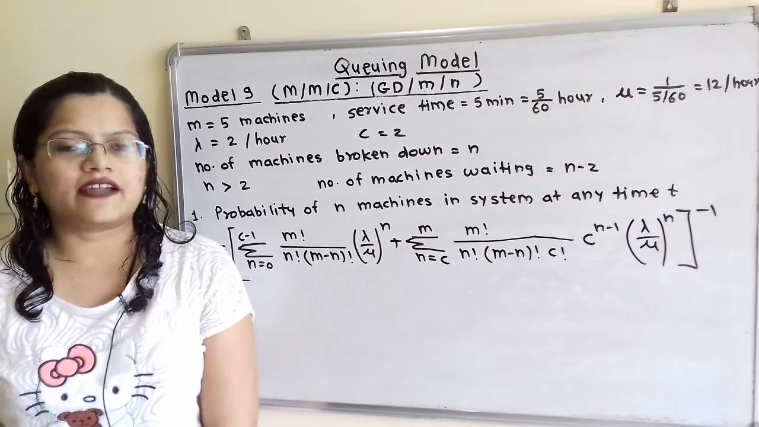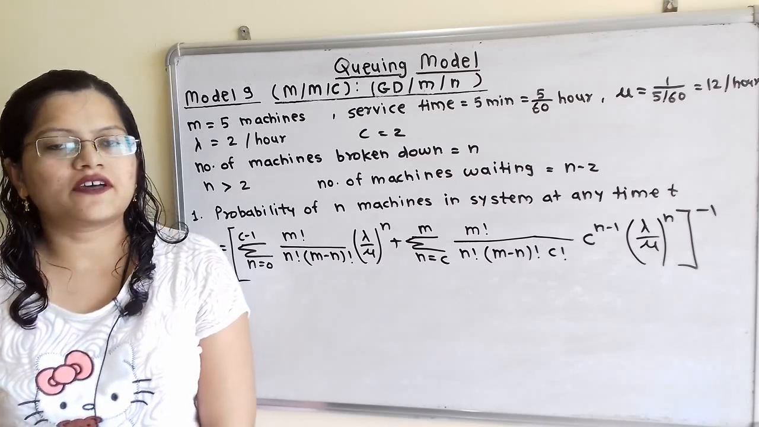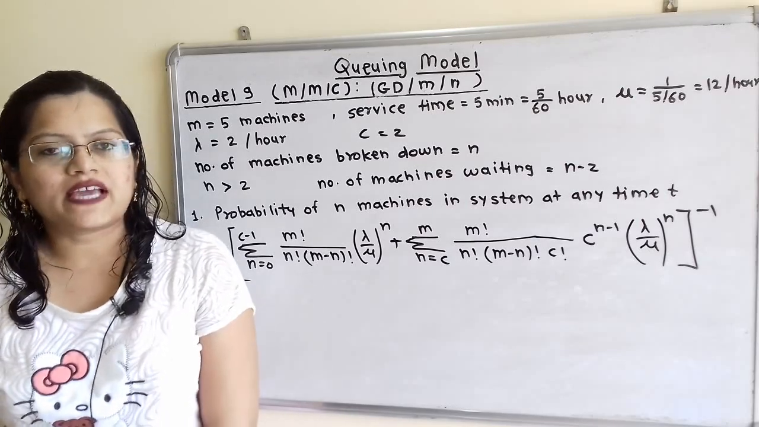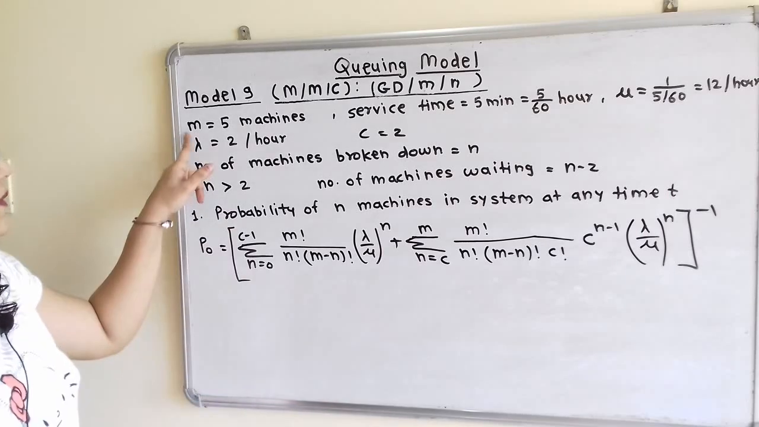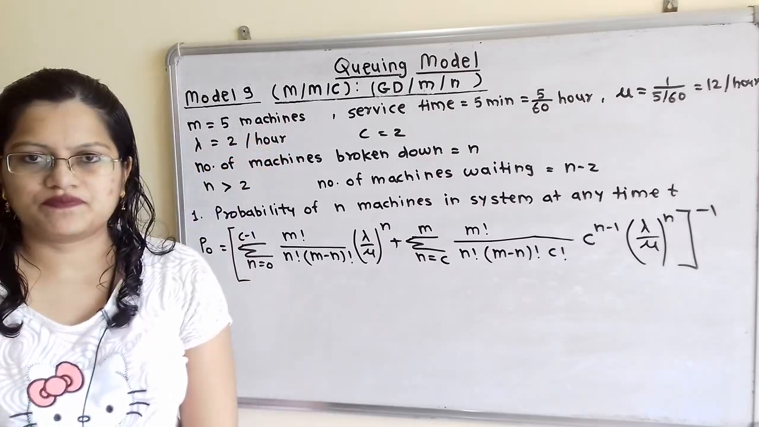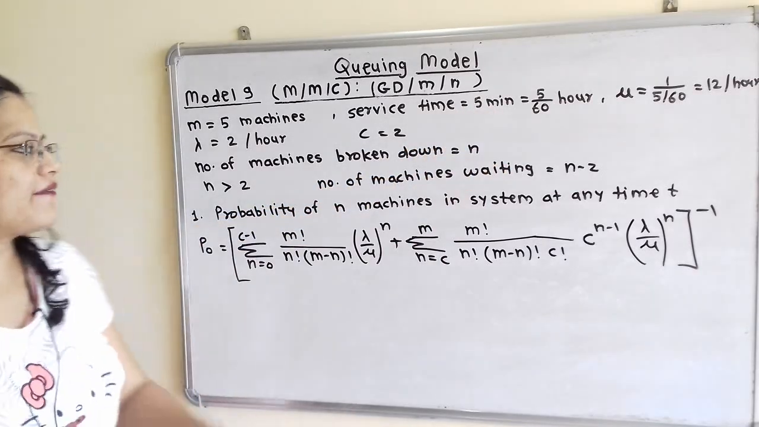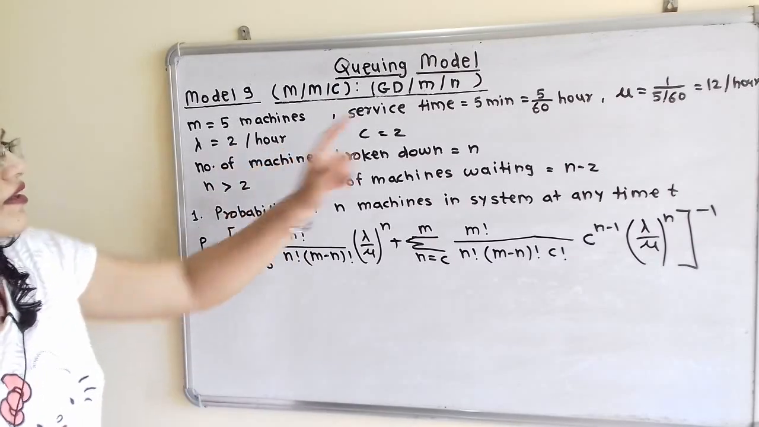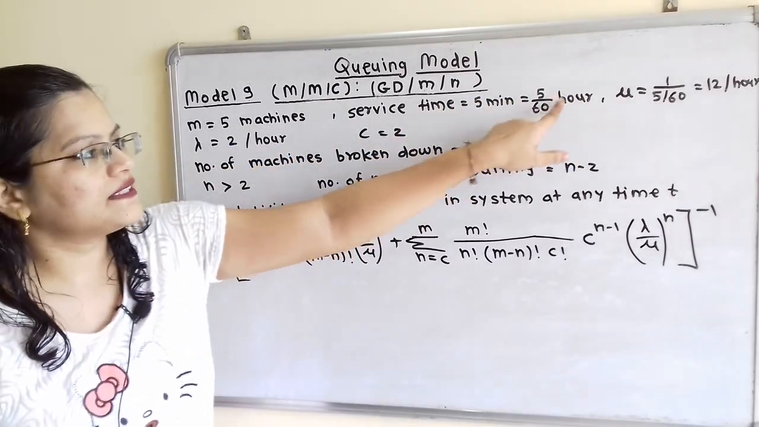Let us understand the given data. The number of machines which are running and suffer breakdown is given, and that is equal to 5. So we can say that the number of machines allowed into the system, that is M, is equal to 5 machines. Then the service time is mentioned, 5 minutes, and the arrival rate lambda is 2 per hour. So we have to convert the time given in minutes into hours, that is 5 by 60 hour.